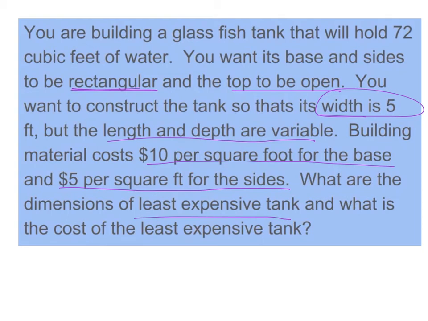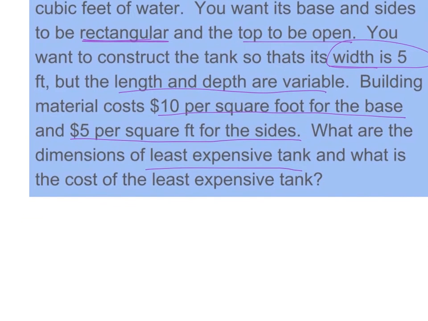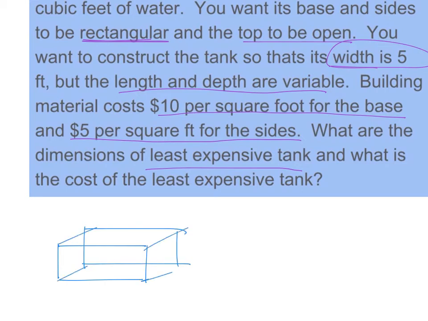So again, this leads to drawing yourself a nice picture. So let me get my fish tank down. Now the only thing they said you had to have is that the width is going to be 5 feet. That is non-negotiable. It is a 5-foot width. And the height and length will be variables. So I'm just going to call this L and H for length and height.